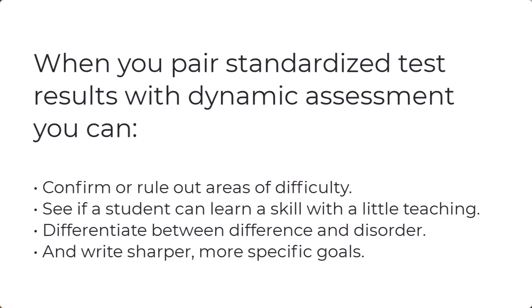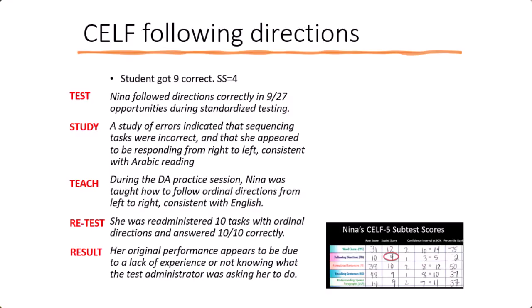We can confirm or rule out areas of difficulty. We can see if a student can learn a skill with just a little bit of teaching. We can differentiate between language difference and language disorder. And we can write sharper, more specific goals. And here's the best part: dynamic assessment does not have to be complicated. We're talking about creating tasks that take about 3 to 7 minutes. So let's look at this first example.